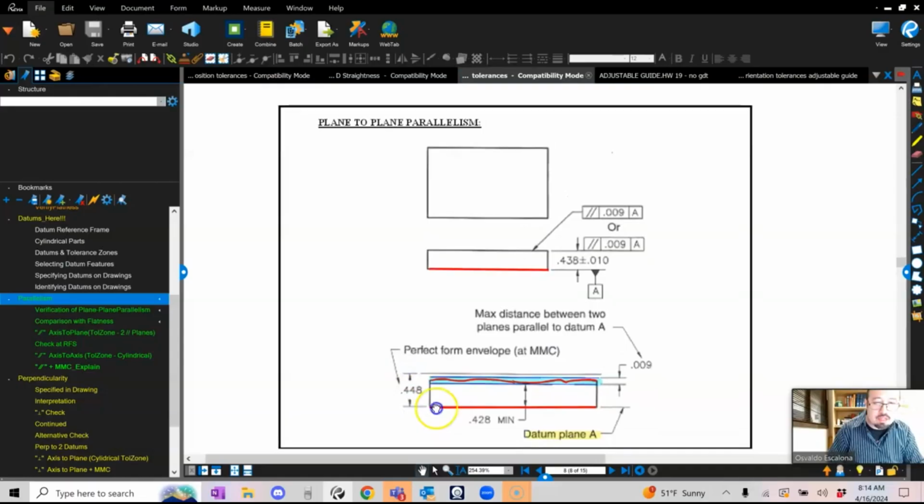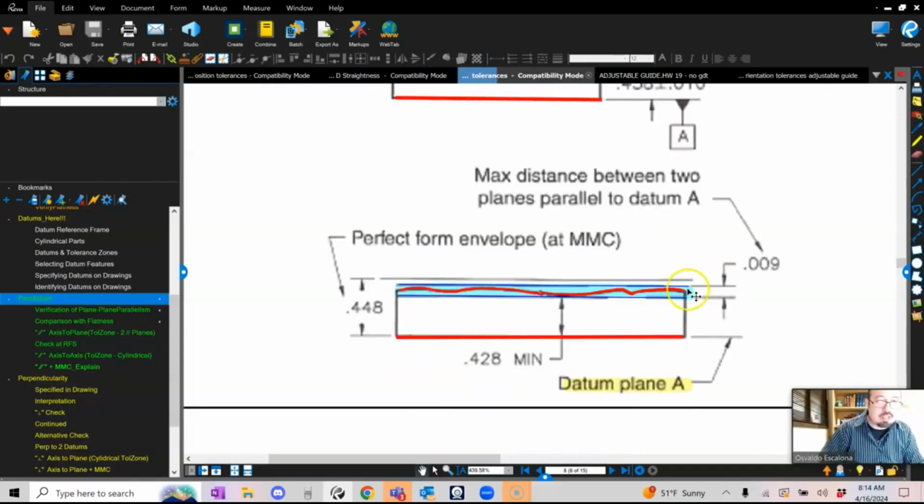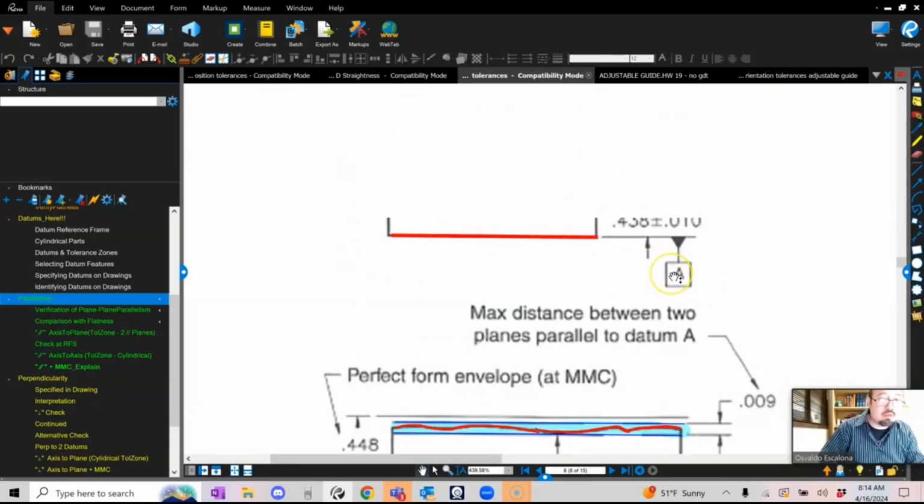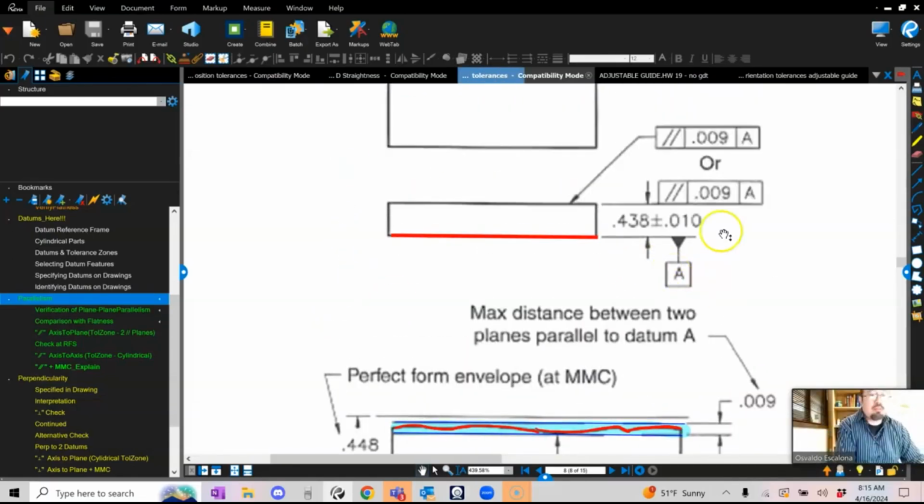If I were to zoom in slightly, you will notice that these two lines represent the tolerance zone of the parallelism, and then here you have your minimum and your maximum. That's your upper limit and your lower limit. And again, the datum plane A is what I'm making this parallel to, right? You're going to make something parallel to A, parallel to the perfection, datum A.